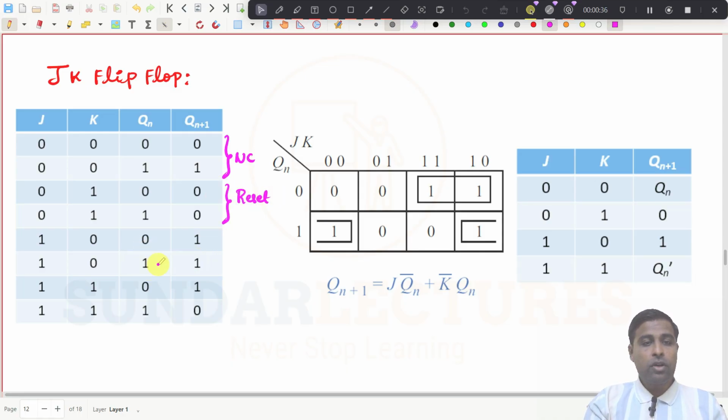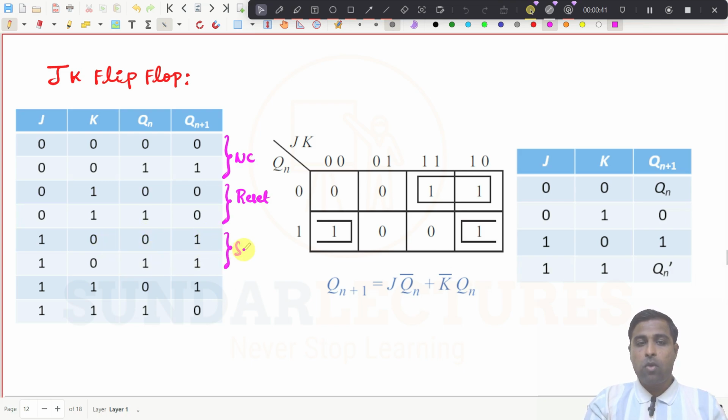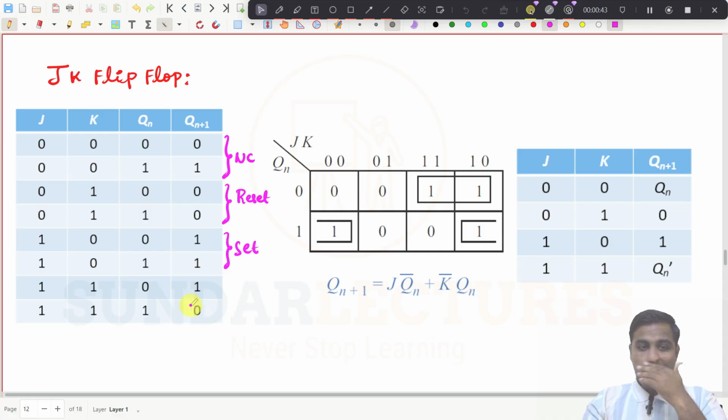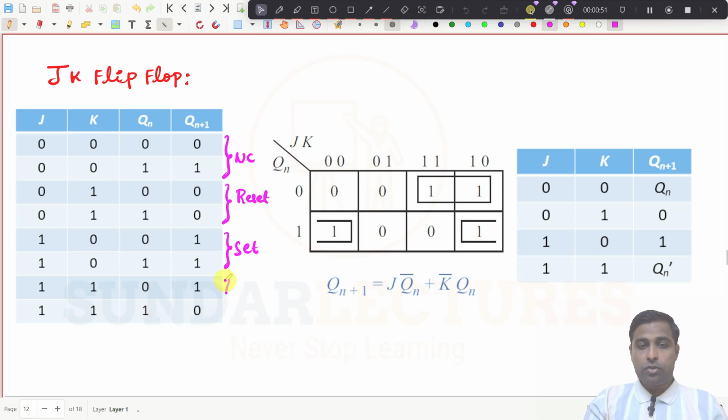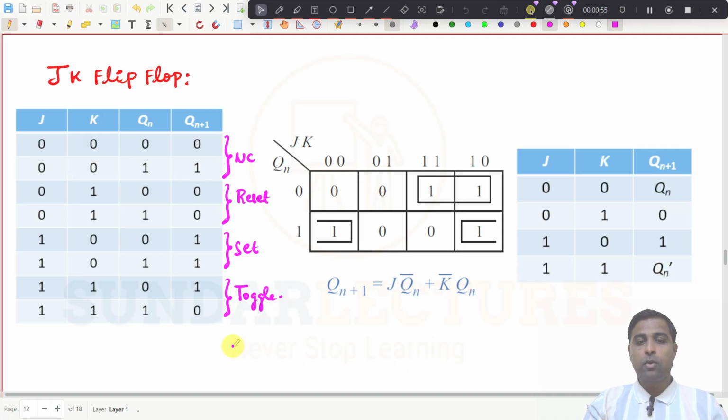And for these two, whatever the previous state may be, the next state will become 1. So it is a set condition. And in this one, if the previous state is 0, it is going to become 1. If it is 1, the present state is going to become 0. So this condition is a toggle condition. That is the only difference between the SR flip flop and the JK flip flop, right? So that is what we have done here.